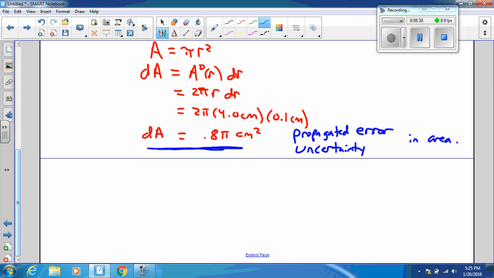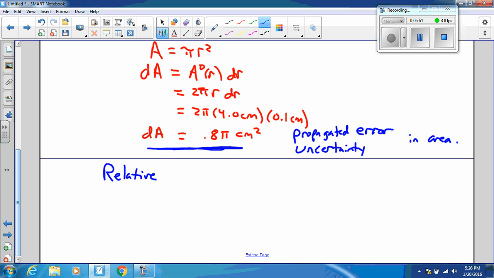Now, sometimes we are interested in knowing how big is this error anyway? Is this a lot of error or a little error? Well, if I multiply it out, you can see 0.8 times pi is going to be about 0.8 times 3, which is about 2.4 square centimeters. Is that a lot or a little? It kind of depends upon how big the figure was to begin with.